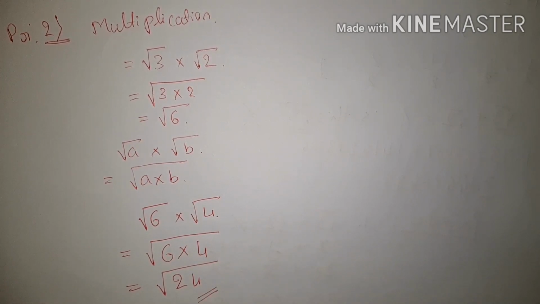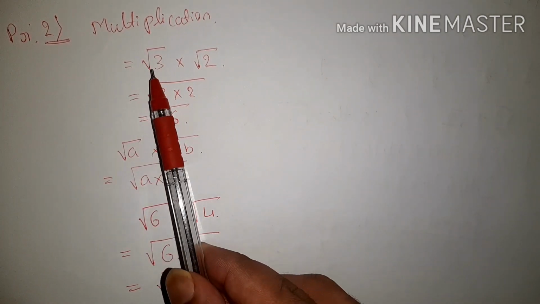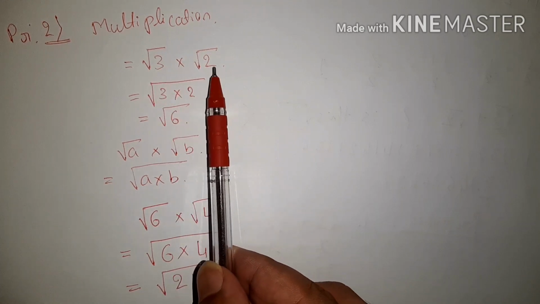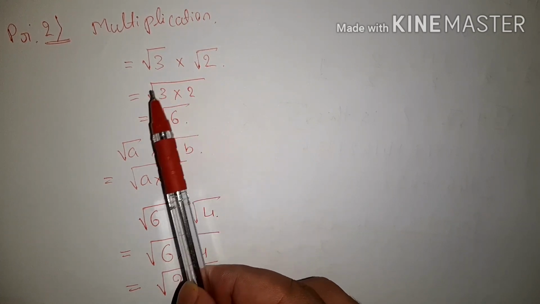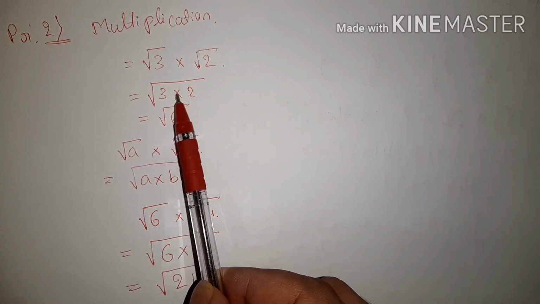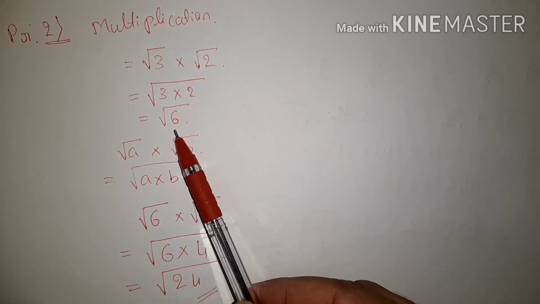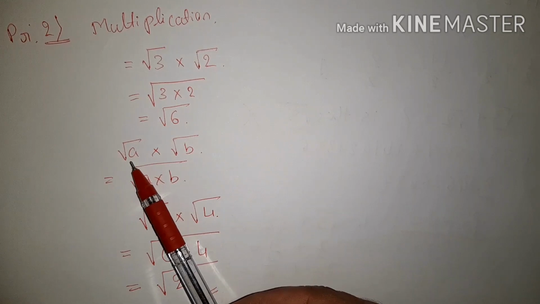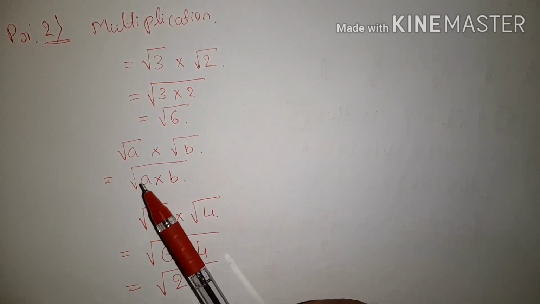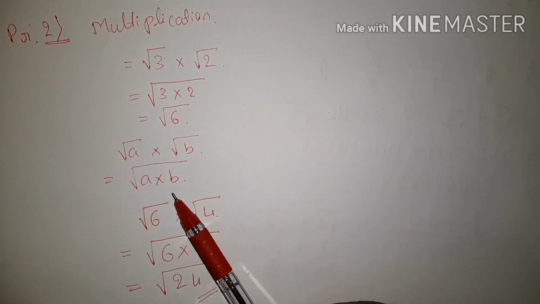This is the second property of surds. This is a multiplication property wherein, if the surds are multiplied, then we'll take a common surd, multiply both the numbers, and keep the result under the root. Square root of A into square root of B must be taken under the root.